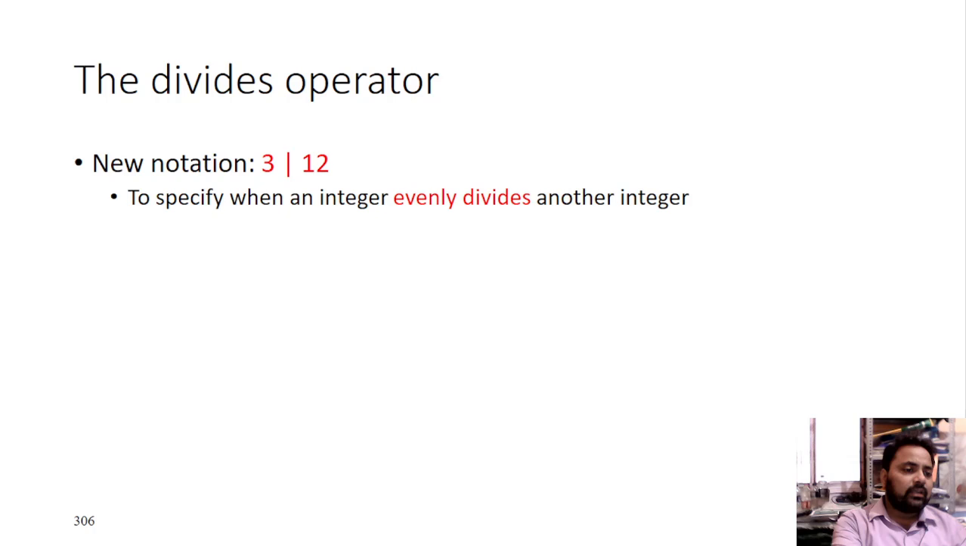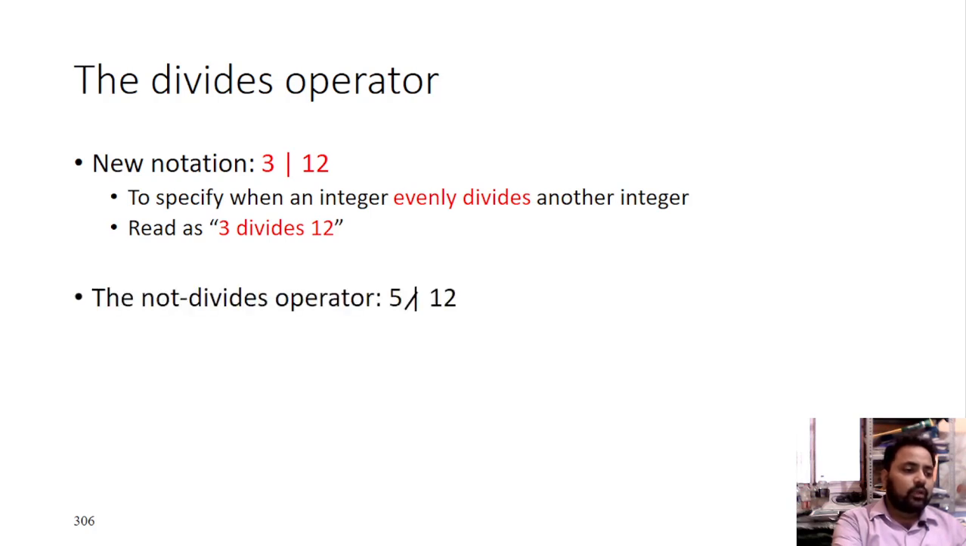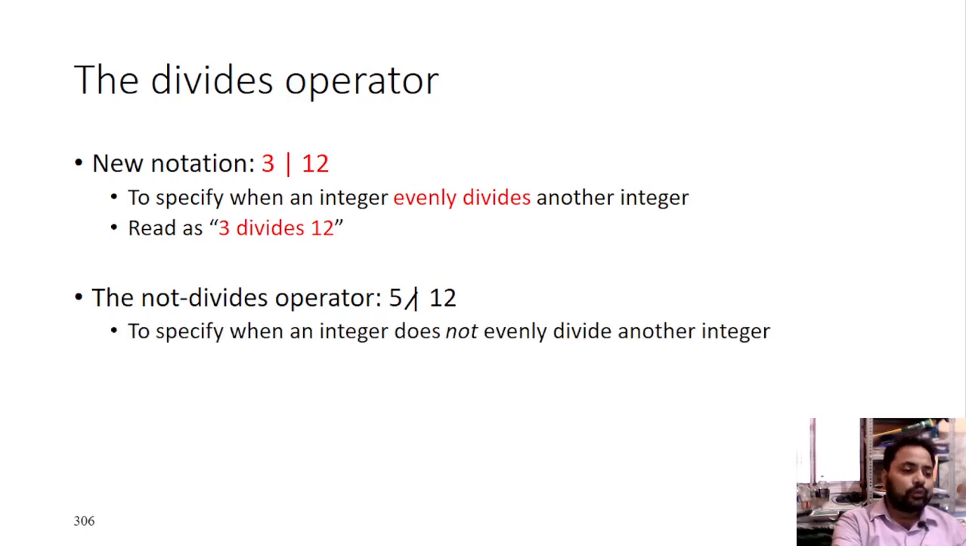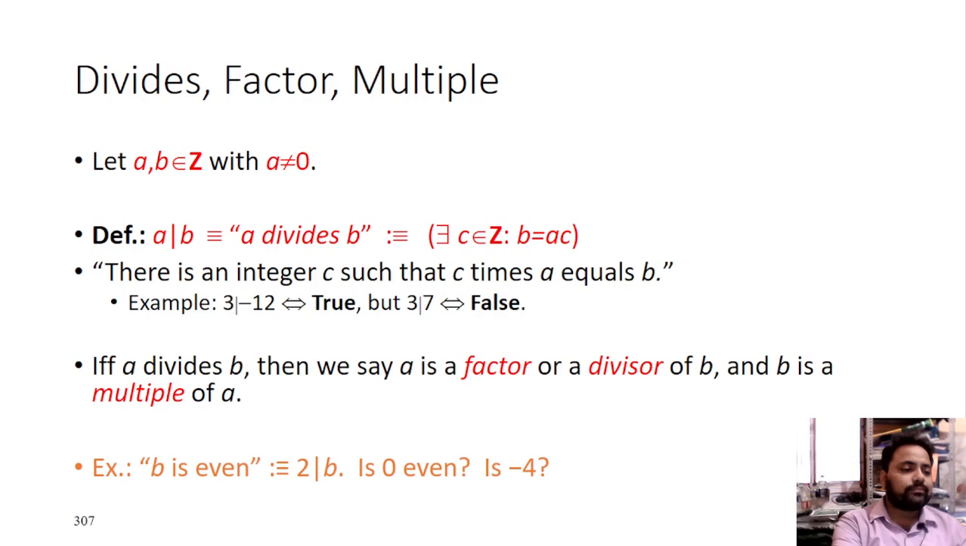The new notation: 3 divides 12. It means to specify when an integer evenly divides another integer. Read as 3 divides 12. The not divides operator: 5 divides 12 is not possible, so here we have to use this cross line upon the vertical line, like 5 does not divide 12. To specify when an integer does not evenly divide another integer, read as 5 does not divide 12.